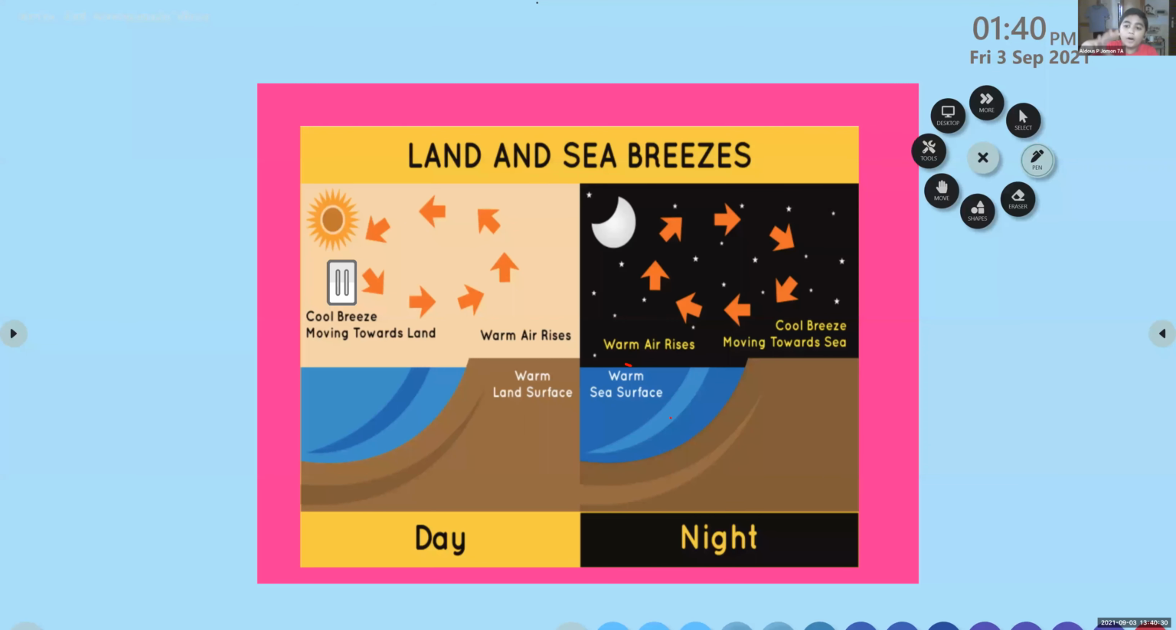Ma'am, so when the water becomes hotter, it rises up. Yes. Not the water, the air above the surface of the sea becomes hotter, not the water. So as a result, that rises upwards. By evening, the land is already becoming cooled because there is no sunlight, so the cooler air on the land moves towards the sea.